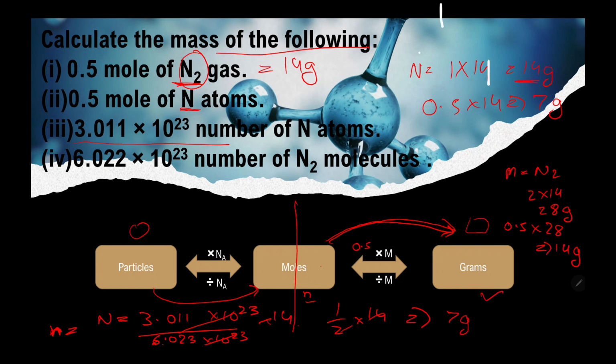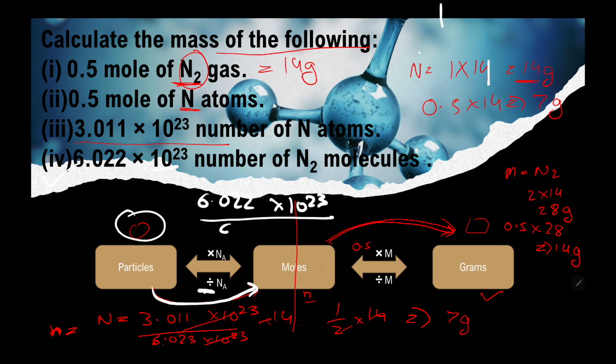Let's try to solve the next question. The next question says 6.022 into 10 raised to the power 23 number of N2 molecules. So the given here is the number of particles. If you want to convert the number of particles to moles, you have to divide that by Avogadro's number. Let's divide 6.022 into 10 raised to the power 23, which is given in the question, by Avogadro's number, which is again the same. So it will give us the number of moles. Now we know the number of moles.